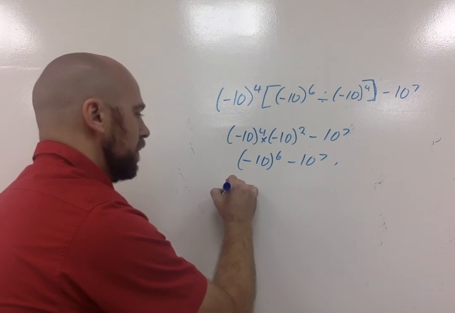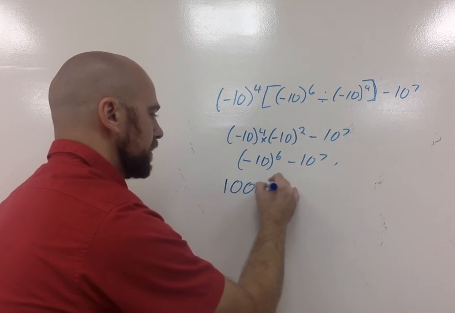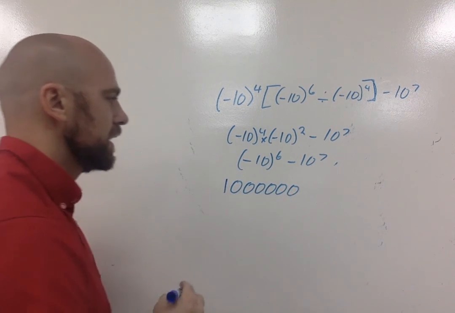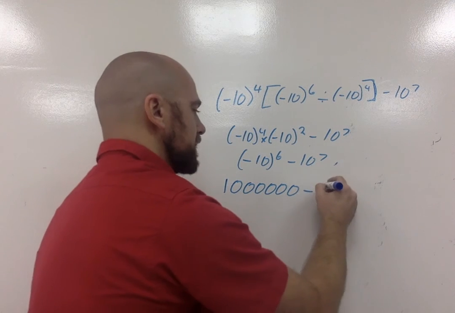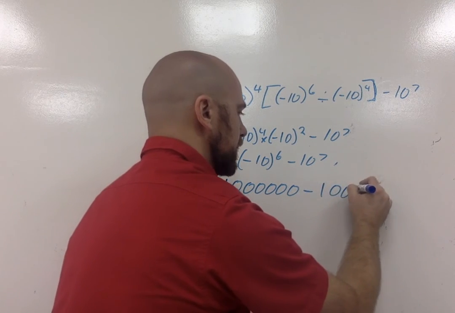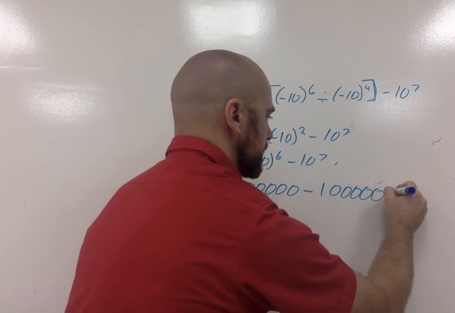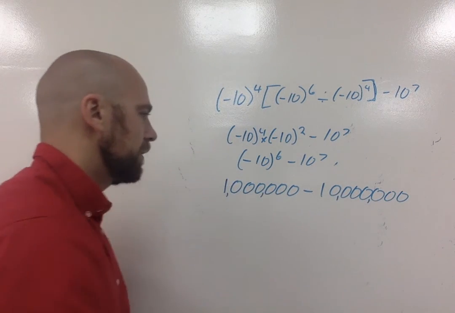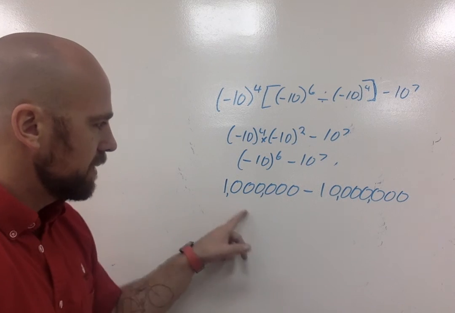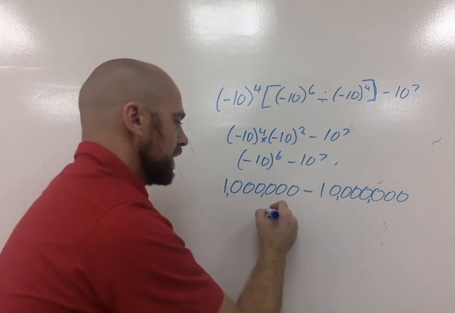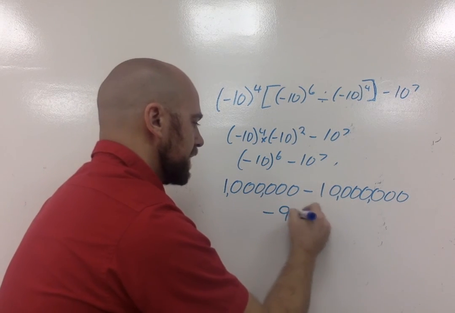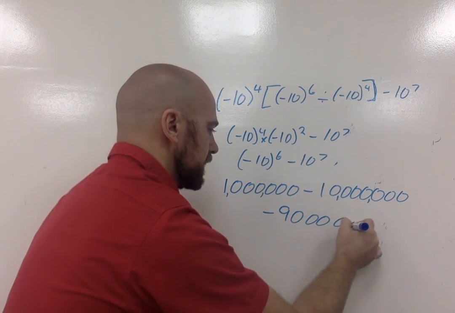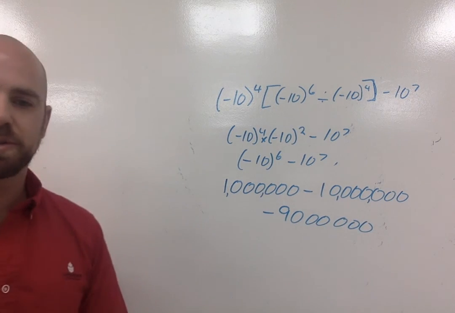So I'm going to have 1 with 6 zeros, 1, 2, 3, 4, 5, 6, minus 1 with 7 zeros, 1, 2, 3, 4, 5, 6, 7. I'll put commas in if that tries to help you understand exactly what's going on. So I've got 1 million minus 10 million, and I'm going to end up with an answer of negative 9 million when I subtract those numbers.